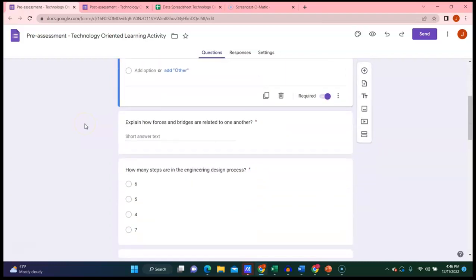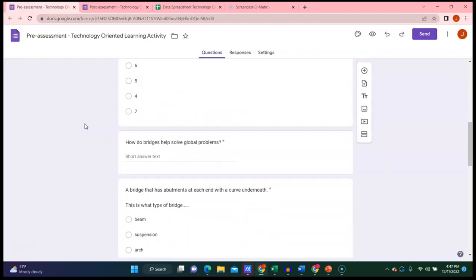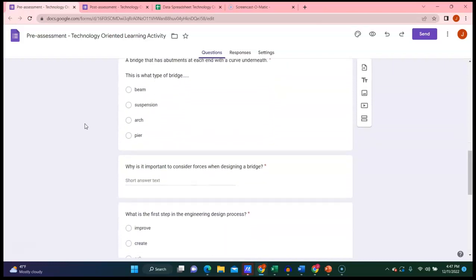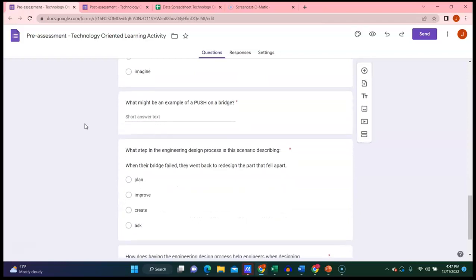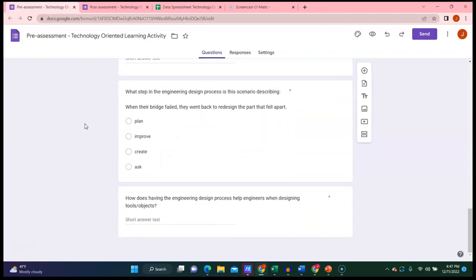The questions included 5 multiple choice and 5 short answer about forces, bridges, bridge types and parts, the engineering design process steps, and how designing bridges helped solve the global problem that the students were solving.